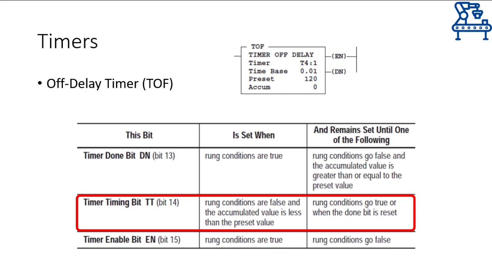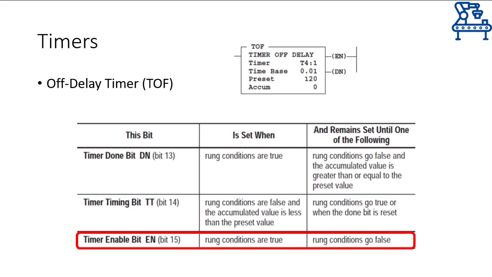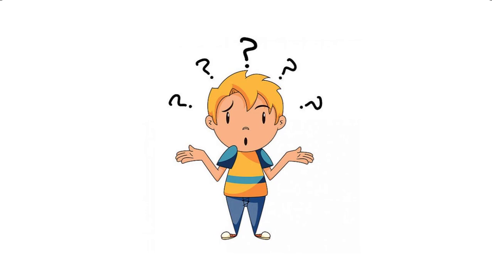The timer timing bit will be set when the run conditions are false and the accumulator value is less than the preset value, and it will be reset when the run conditions are true or the done bit is reset. Lastly, the timer enable bit will be set when the run conditions are true and will be reset if the run conditions are false. The off delay timer can be very confusing for first time users. Therefore, it is highly recommended to practice it through the simulator to grasp the workflow of this timer.